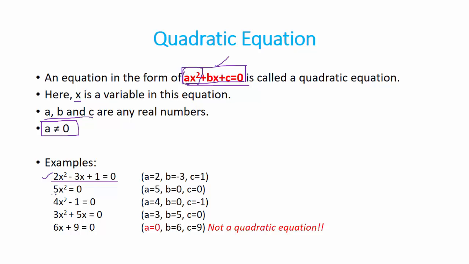The second equation is 5x square is equal to 0. Okay, now it contains the x square term, and that is why it is a quadratic equation. Here other terms are not present. That means b and c are equal to 0.